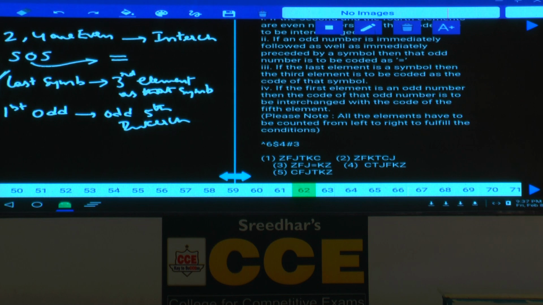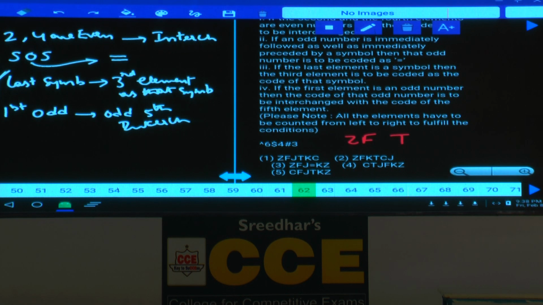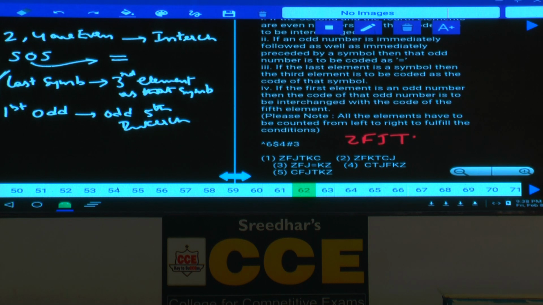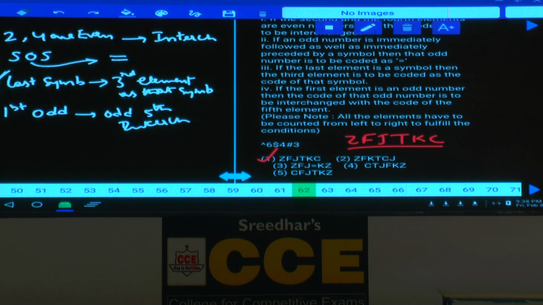If the second and the fourth are even numbers, then interchange the codes of these two. Then what is the code to this 6? The code to this 6 is T. Now this T should be coded as 4, and the code to the letter 4 is F, and that must be coded as the second one, isn't it? And the remaining should be taken according to the table. Now the first one is Z, ZF, next one is J, and the fifth element K, and the sixth one is C. And this is the code ZF, JT, KC, choice 1. Question number 62, choice 1 is the answer.